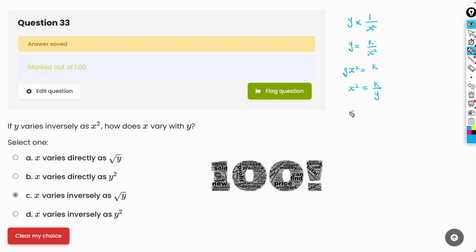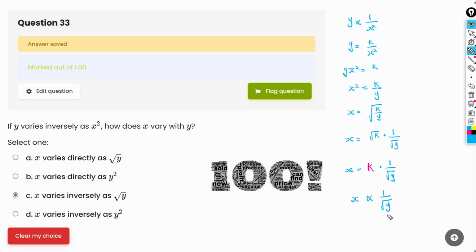That means x would be equal to the square root of k over y, or better still, x is equal to root k times 1 over root y. If I understand properties of constants, the square root of a constant is also a constant. So x is equal to a times 1 over root y, where root k is a different constant, but still a constant. So this relationship is x is inversely proportional to root y.